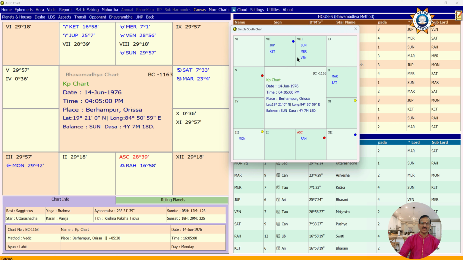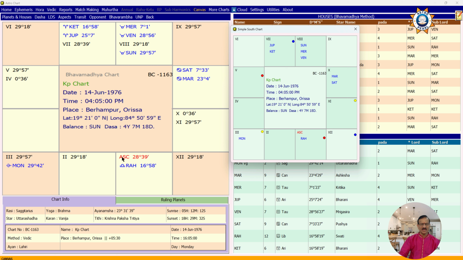So here you can clearly see the ascendant has to be shown. This is shown in a red color here, ascendant. It is in Tula, and the 7th house, as we have seen earlier, Jupiter and Ketu are falling in the 7th house, right? In the traditional simple Vedic system. Sun, Mercury, Venus are in 8th house, Mars and Saturn are in 10th, Moon is in 3rd, Rahu is in Lagna. Okay? Now look at this chart which has more details.